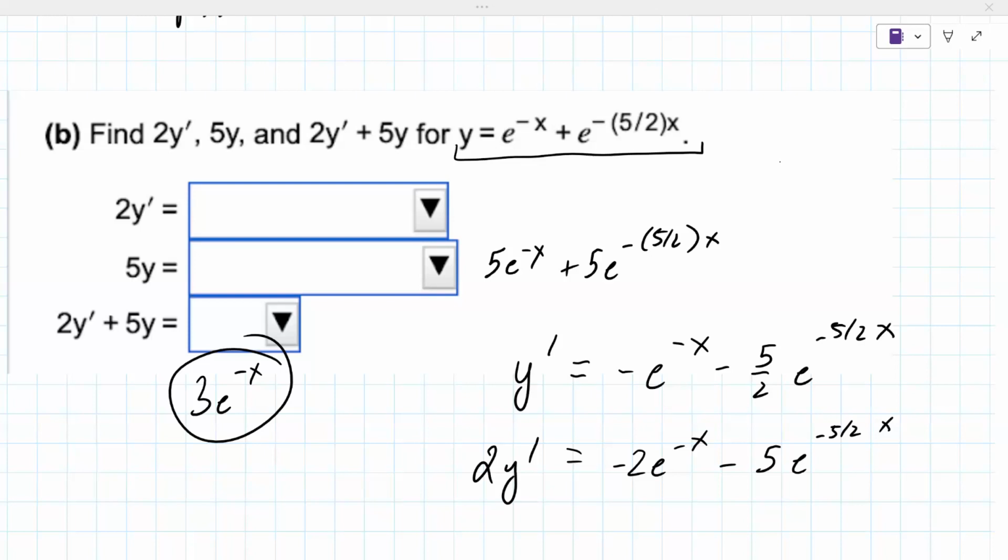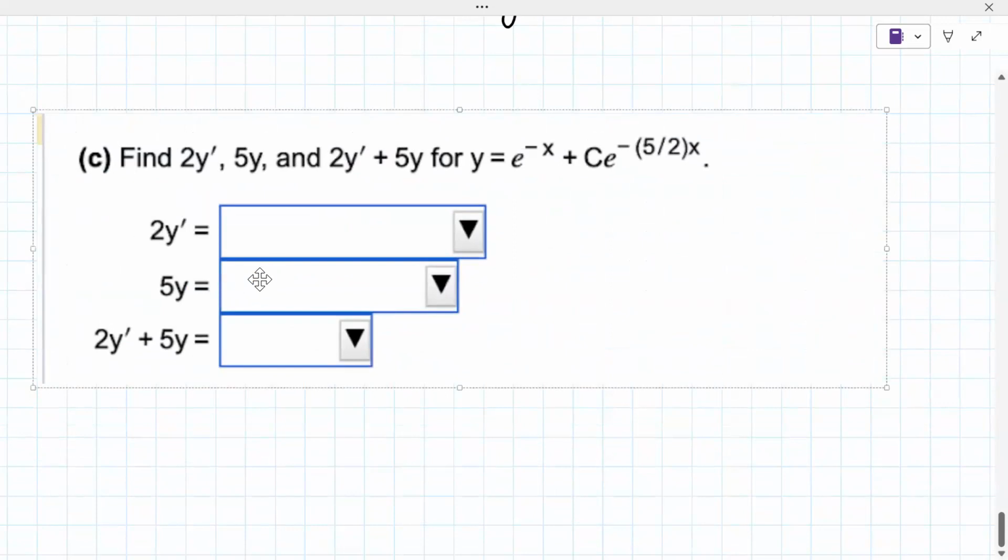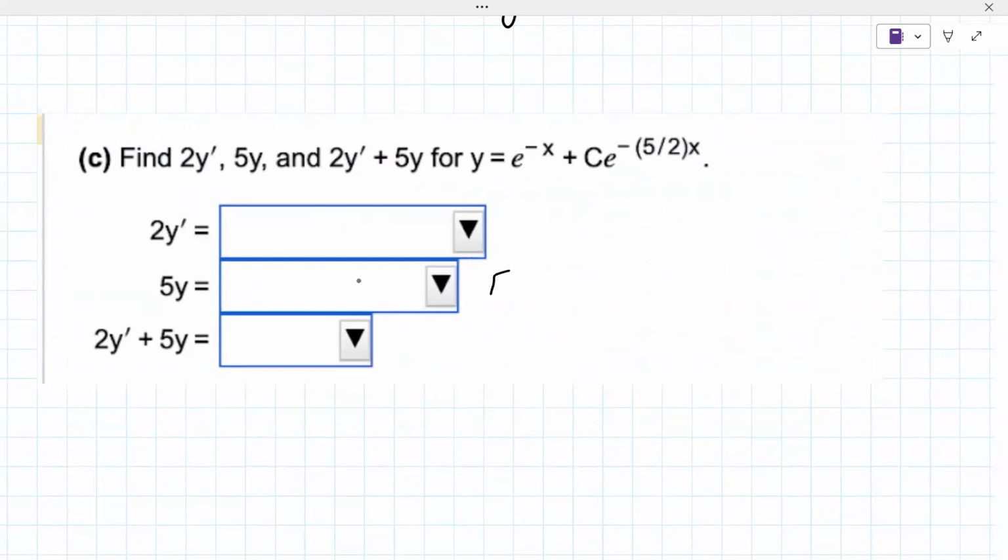Now, does it always work? I think we're going to see the exception here, but the last one's really similar to the one we just did. So we'll do the 5y first. That's again 5e to the minus x. You're just multiplying this up here by 5, plus 5c e to the minus 5 over 2 x. Let me know if that is there. It is.